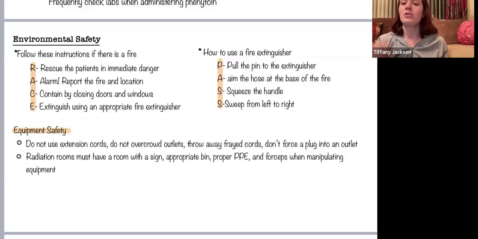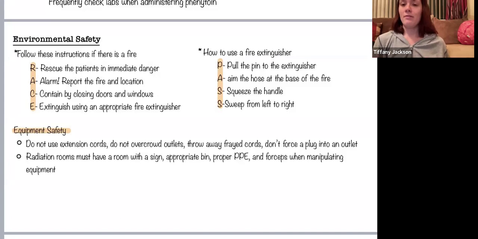Next thing we're going to want to do is sound the alarm. We want to report where the fire is. We're going to close all the doors on the unit, make sure our patient's doors are closed. We're going to try to contain the fire, and then we're going to extinguish, and we have to use an appropriate fire extinguisher. When using that fire extinguisher, we are going to pull the pin to the extinguisher. We're going to aim the hose at the base of the fire, and then we are going to squeeze the handle. After squeezing the handle, we're going to sweep from left to right.